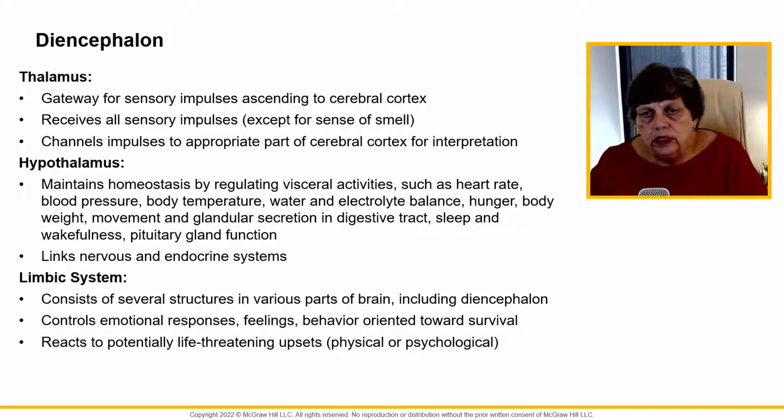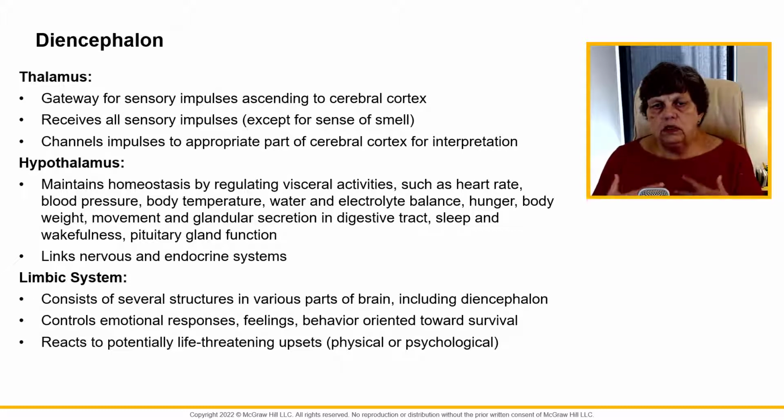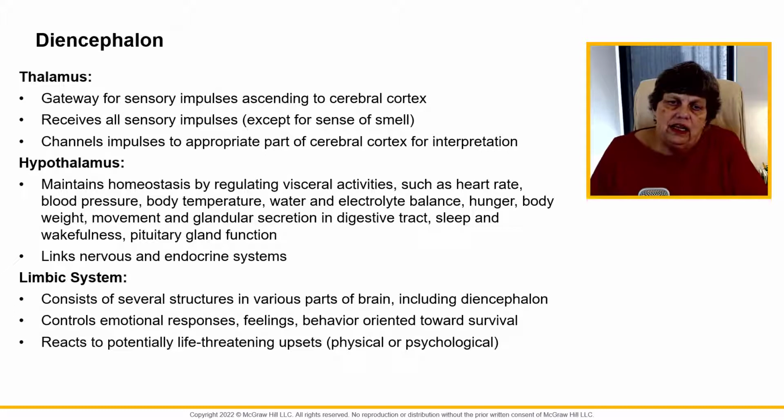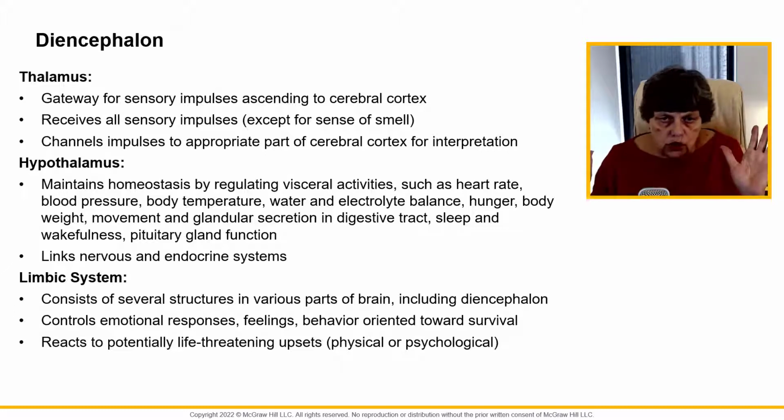gateway for the sensory impulses. Okay, so all the sensory impulses come up to the thalamus, and it's receiving these impulses, except for smell, and it channels these to the appropriate area of the cerebral cortex for interpretation. So it's kind of like the gateway. You come up and you get distributed wherever you need to go.